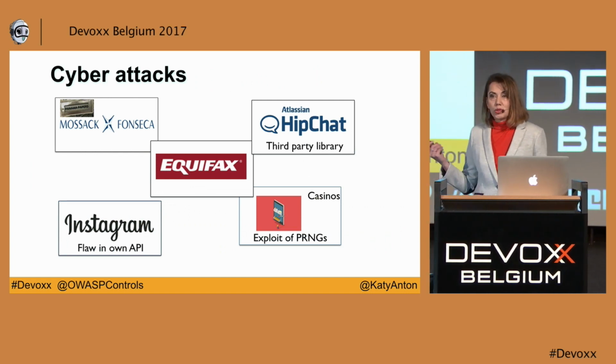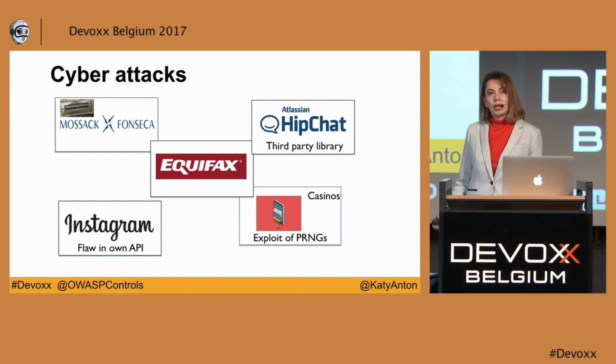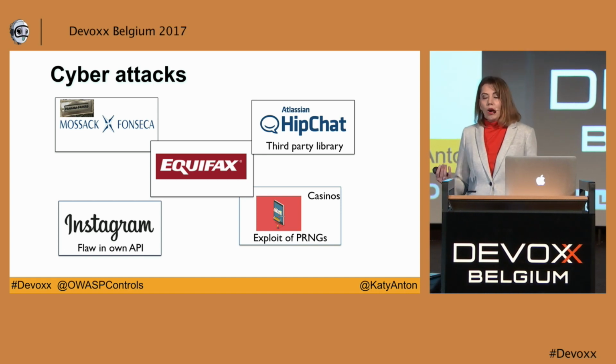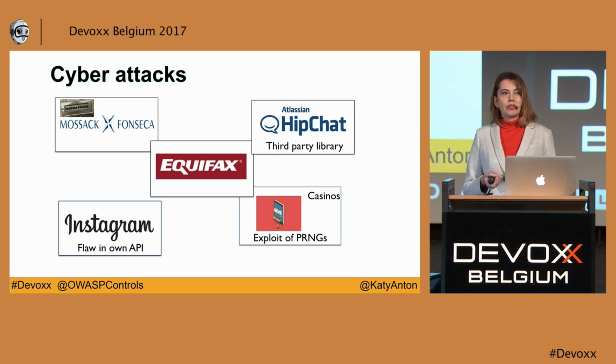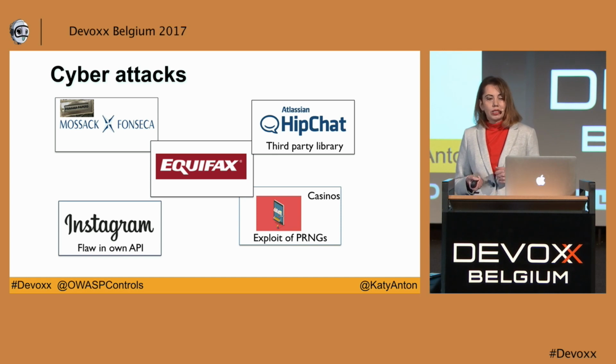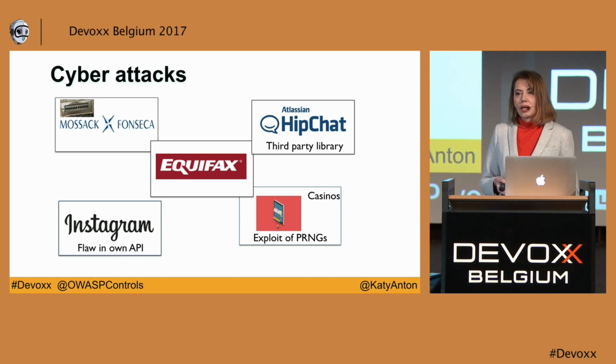Like, for example, Mossack Fonseca or the Panama Papers, and the latest one, the Paradise Papers, which has touched every leader in the world. A vulnerability in a third-party library in HipChat, which allowed attackers to gain access to remote servers and steal users' information, customers' information. A vulnerability in Instagram's API, which has allowed attackers to steal users' personal information.